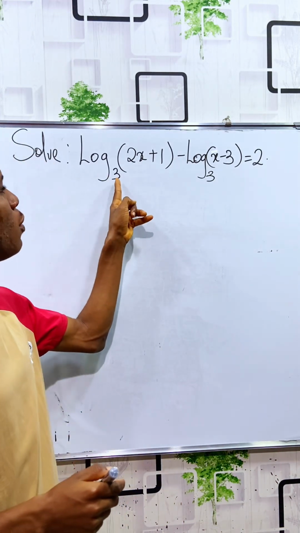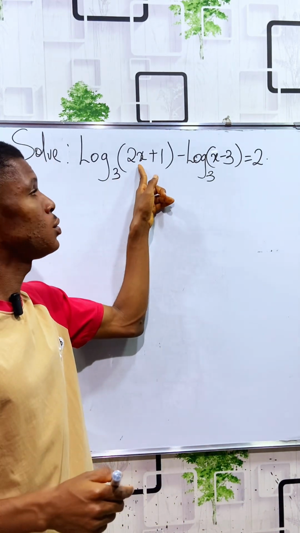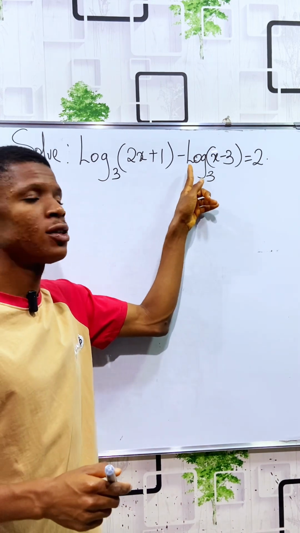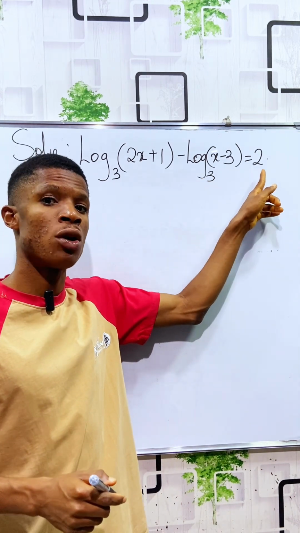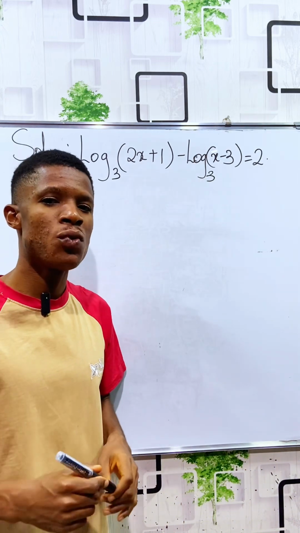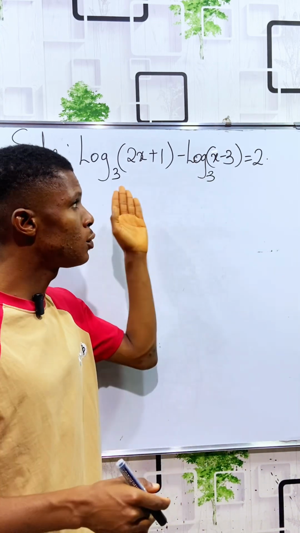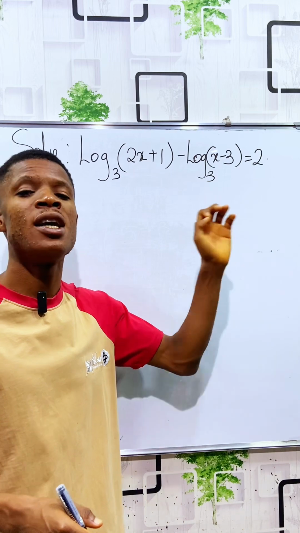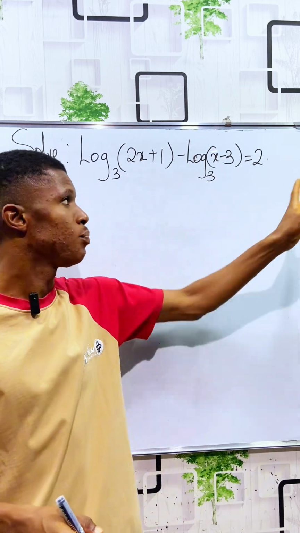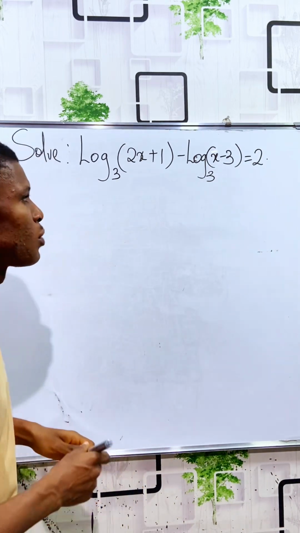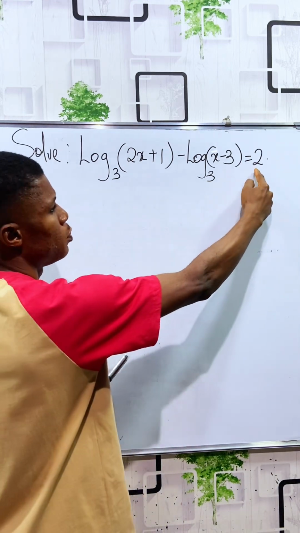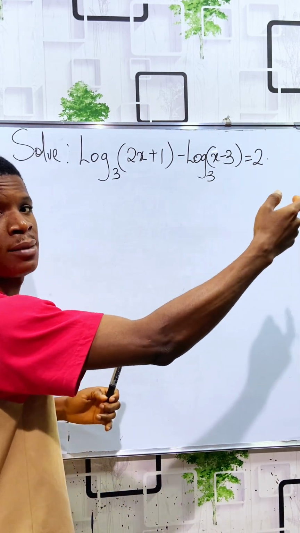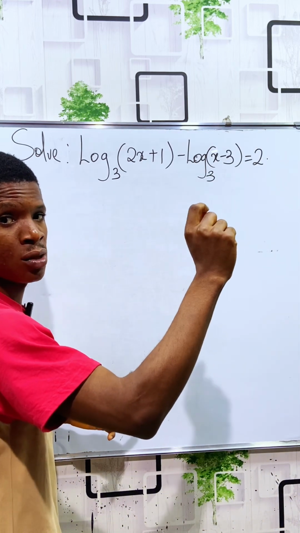So we are told to solve log to the base of 3 of 2x plus 1 minus log to the base of 3 of x minus 3 is equal to 2. The first thing we do is to express the equation as a log to the base of 3, so that we need to add it here. But here we have 2, so we need to multiply 2 by 1. Anything multiplied by 1 is still that particular stuff.